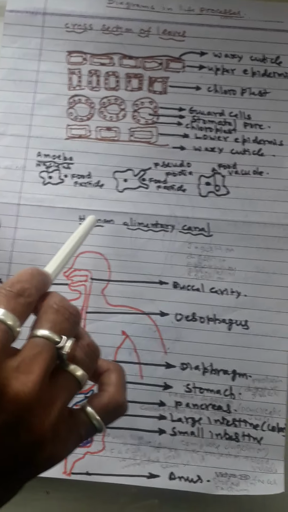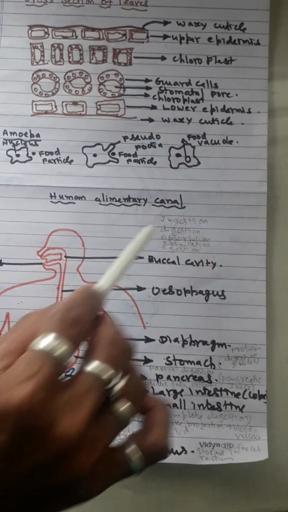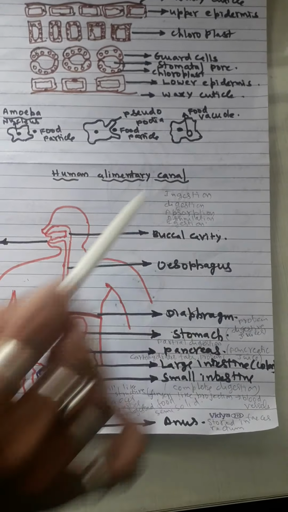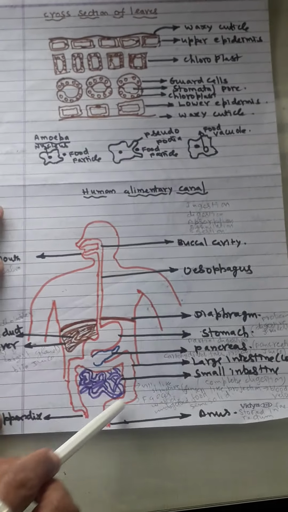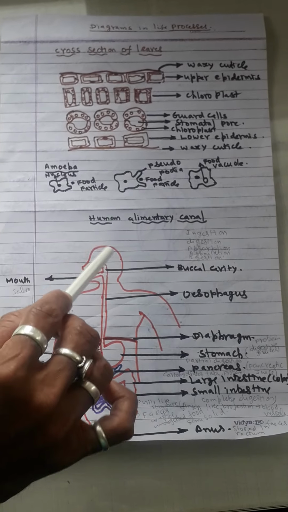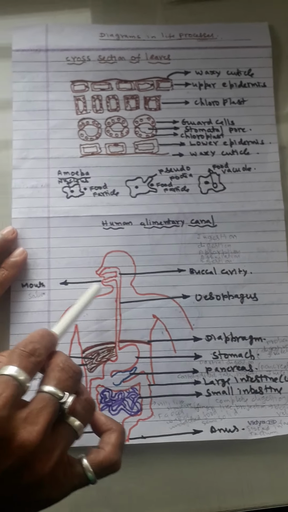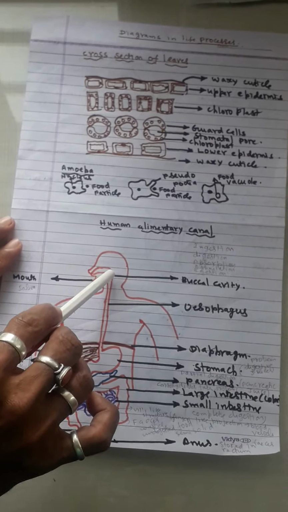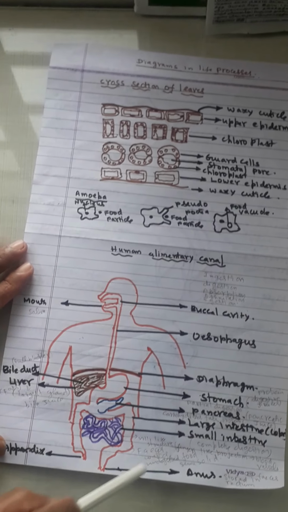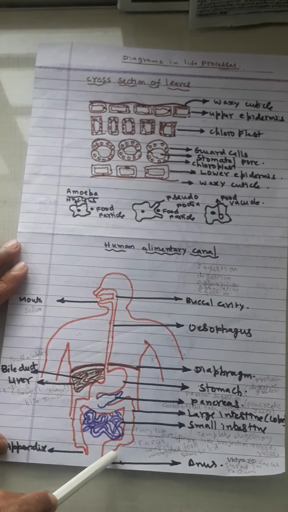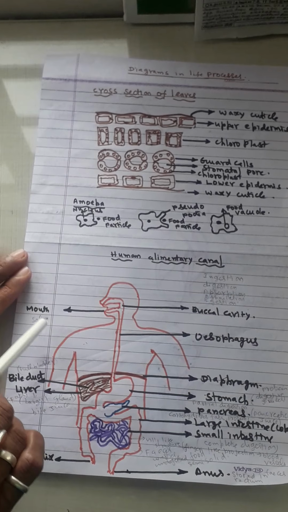Next, I want to say how nutrition takes place in the human being. I have just shown the diagram here. This is the human alimentary canal. What is meant by alimentary canal? The alimentary canal is nothing but the food pipe which goes from mouth to anus. Let us go one by one here.